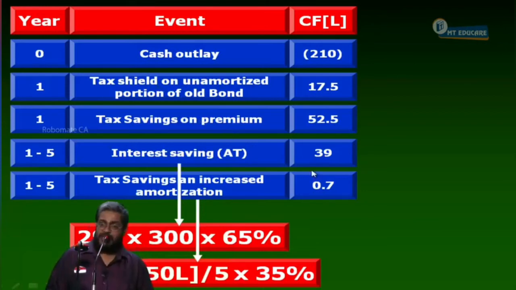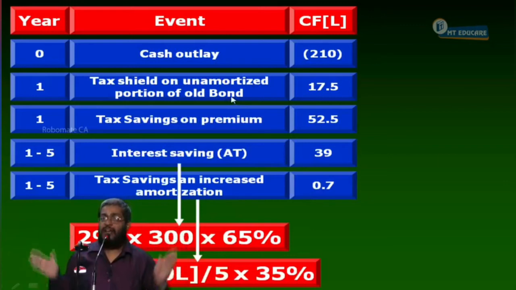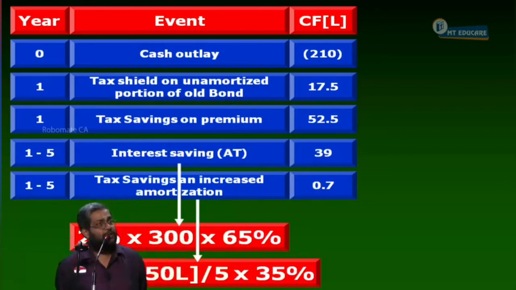Yes or no? And the last is, had the old bond not been redeemed, I would be amortizing how many lakhs? 50 lakhs. Due to the new bond, I will be able to amortize how much? 60 lakhs. So I am getting 10 lakhs extra amortization over a 5 years period, on which I save 35% tax, which is 0.7. These are all the cash flows associated with the bond replacement. Respond yes or no? No. I should discount or not? Tell me. I should discount at what rate?